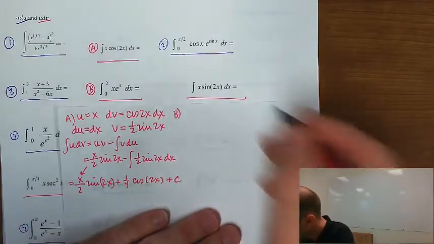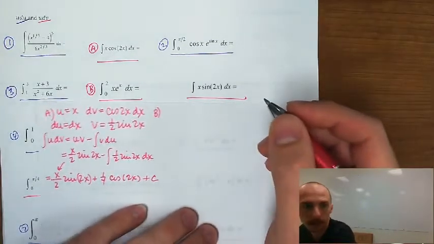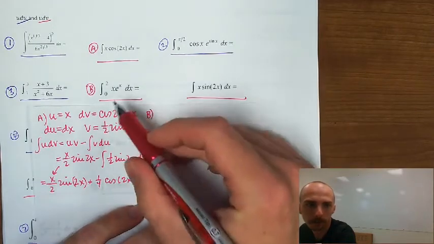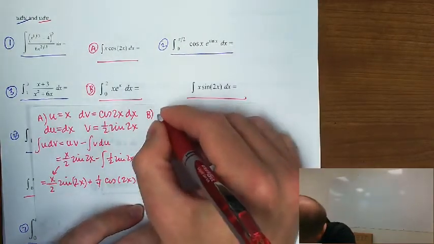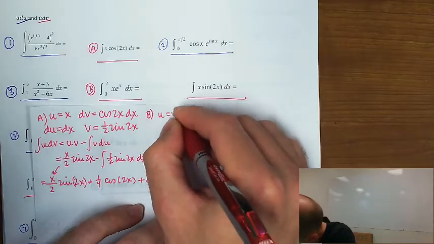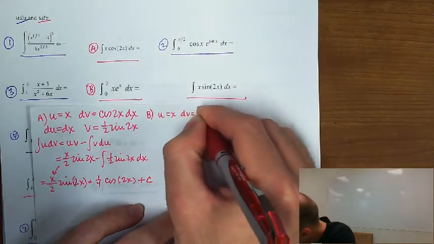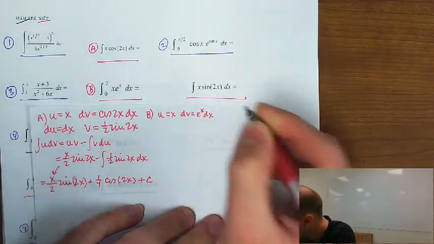So for b, I'll try to write it a little smaller this time. I'll use ILATE, algebra before exponential, so algebra wants to be u. Let u equal x and let dv equal e to the x dx.